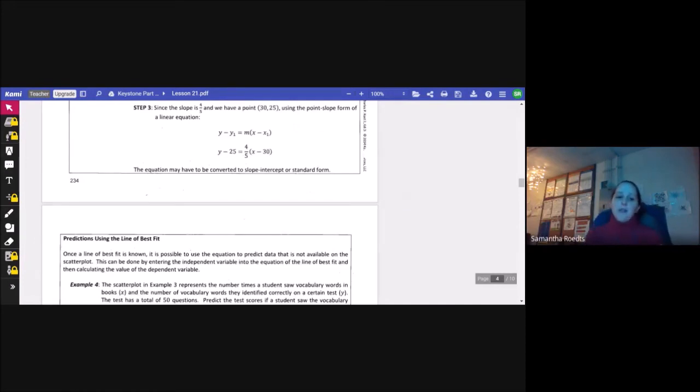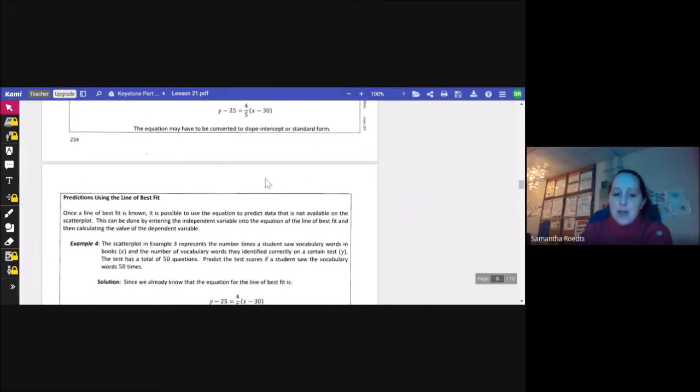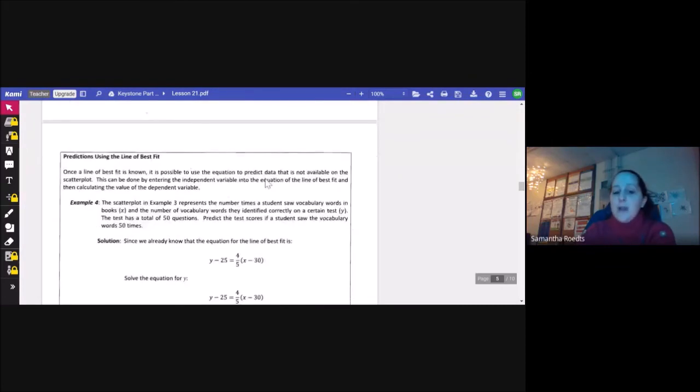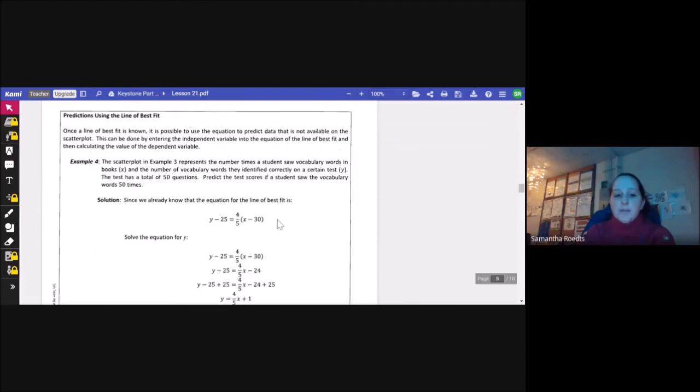Predictions using the line of best fit. Once a line of best fit is known, it is possible to use the equation to predict data that is not available on the scatter plot. This can be done by entering the independent variable into the equation of the line of best fit and then calculating the value of the dependent variable. So this scatter plot in example 3 represents the number of times a student saw vocabulary words in books and the number of vocabulary words they identified correctly on a certain test. The test has a total of 50 questions. Predict the test score if a student saw the vocabulary word 50 times.